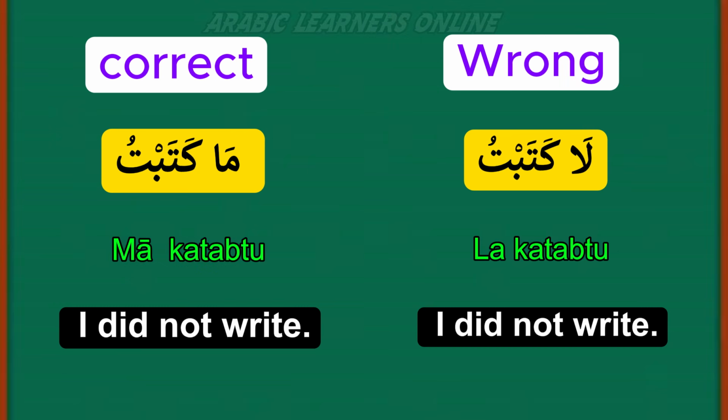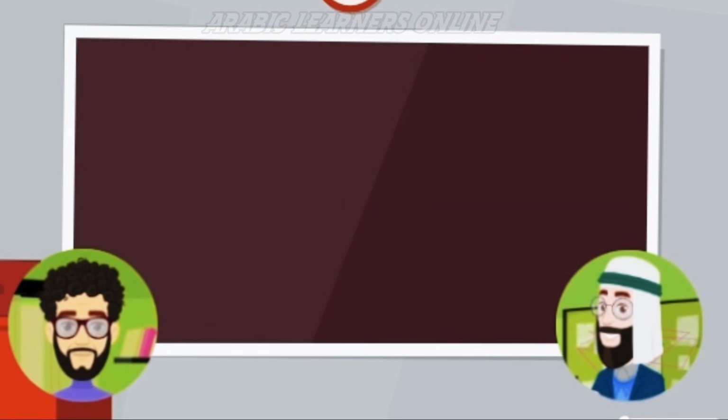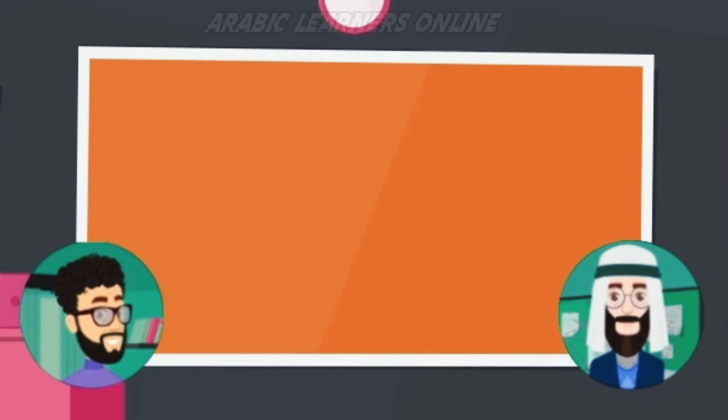Correct. ما كتبت, I did not write. Wrong. لا كتبت. This is incorrect. Now you say the correct version. ما كتبت. Ma katebtu. I did not write. Got it. Mistake 13. Confusing la and laysa.